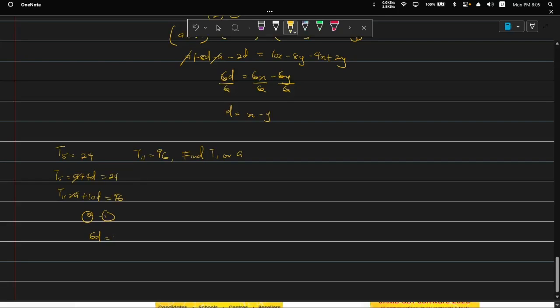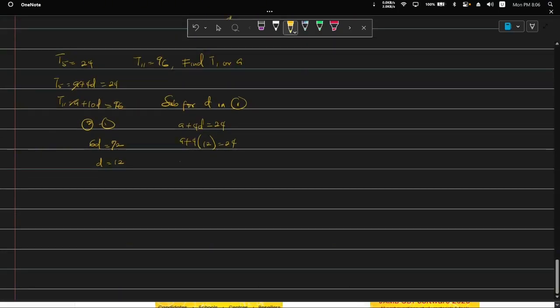96 minus 24 is going to give us 72. Now we can divide both sides by 6. I'm going to have d is equal to 12. Then we can substitute for d in any equation. Let's say in equation 1. a plus 4d is equal to 24. So I'm going to have a plus 4, d is 12, equal to 24. So a plus 4 times 12, which is what? 48, right? Is equal to 24.